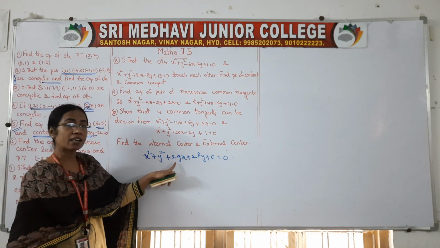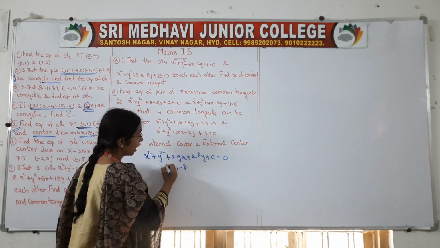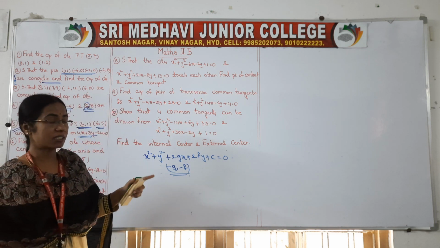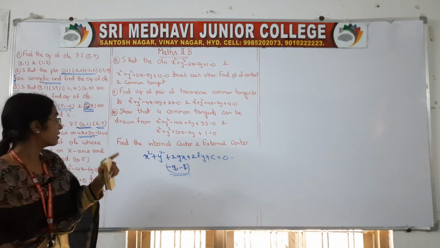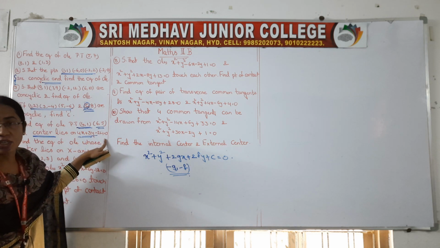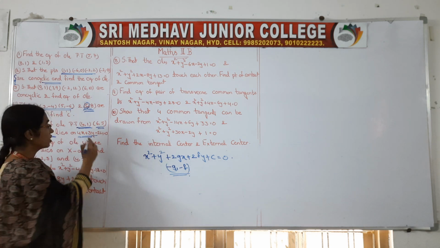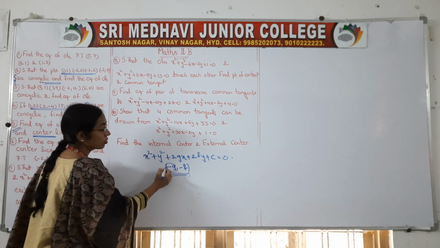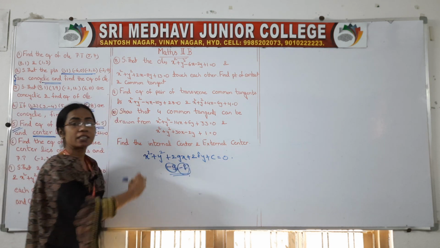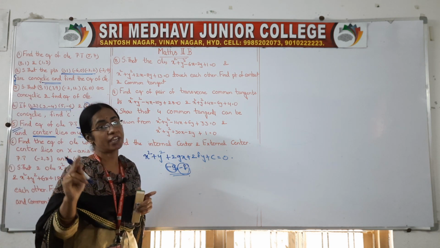What is the center of the general circle equation? It is minus g, minus f, right? Center is minus g, minus f. This center lies on this equation 4x plus 3y minus 24 is equal to 0. Lies means it satisfies that line equation. In x place we have to take minus g, in y place we have to take minus f. Then you will get your third equation in terms of g, f, c.